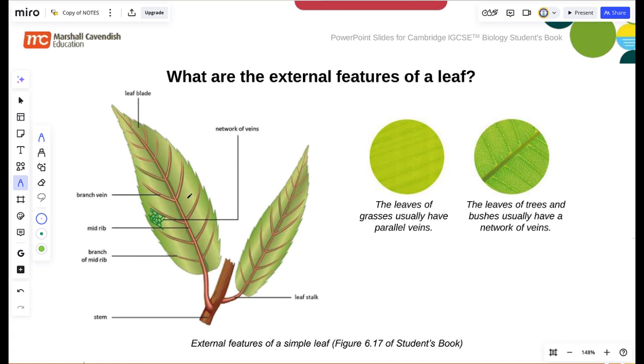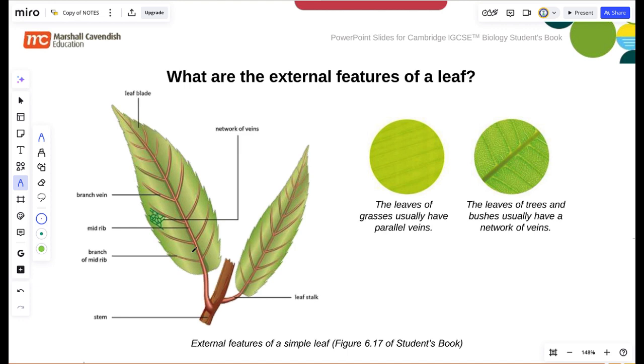Then this is what we call the branch vein. This is a vein, but they are branch veins in the leaf. Then we have the midrib. This long one is our midrib of the plant. So you should be able to draw and label the external part of a leaf.